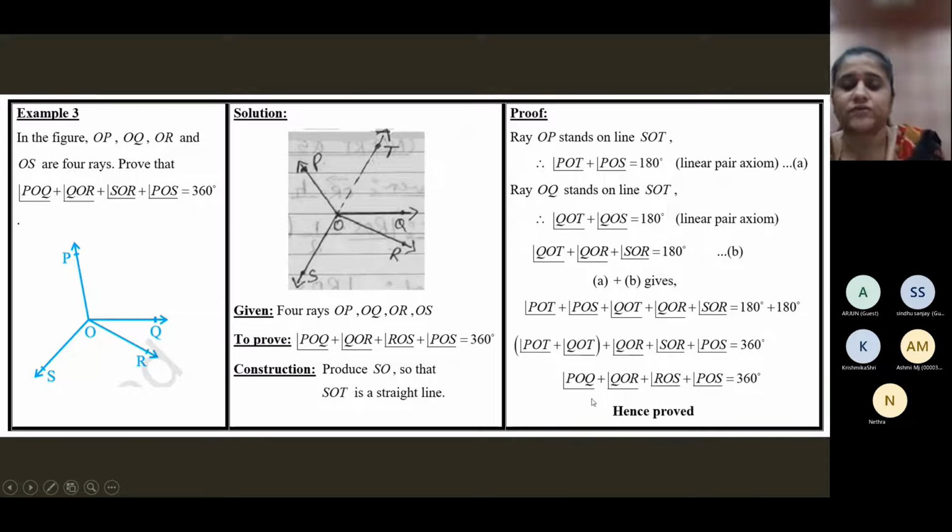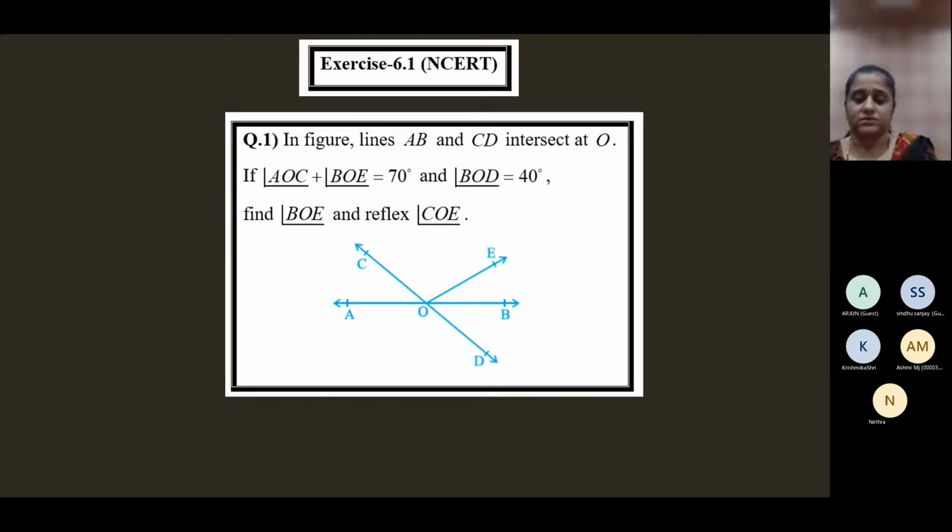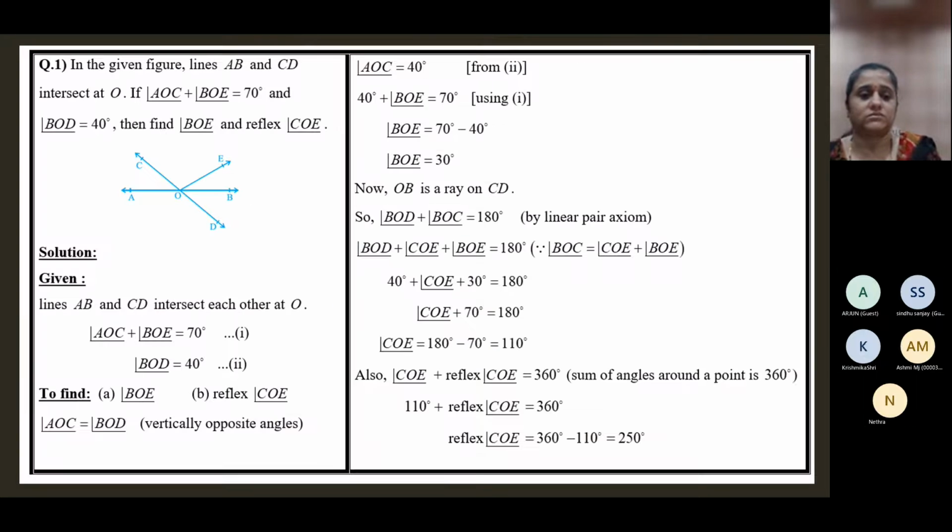All right, children. Finish writing, all of you? Yes, ma'am. All right. We have already solved many numerical sums. Go through this. One of you will explain this to me.